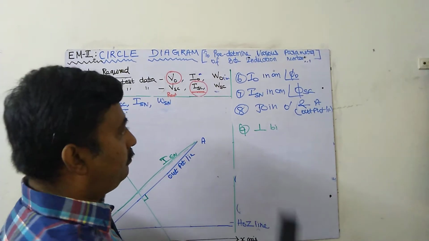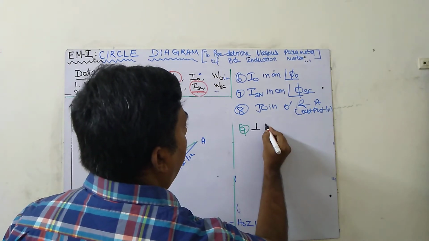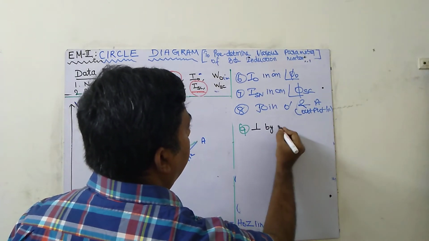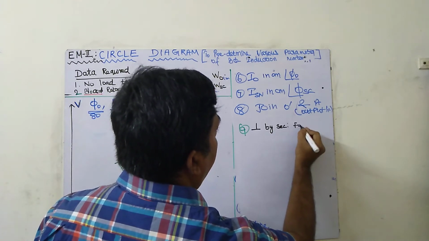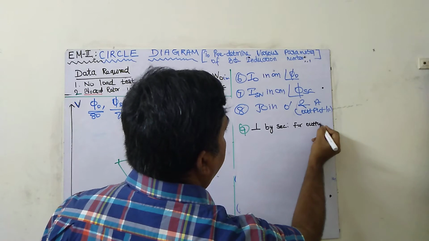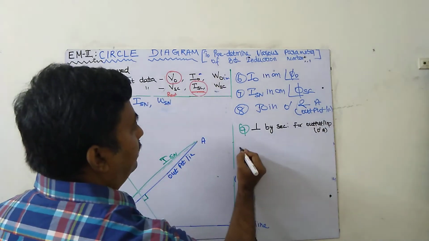Okay, because it is not visible in the perpendicular bisector for the output line, that is O dash A. Okay, this is the ninth step.